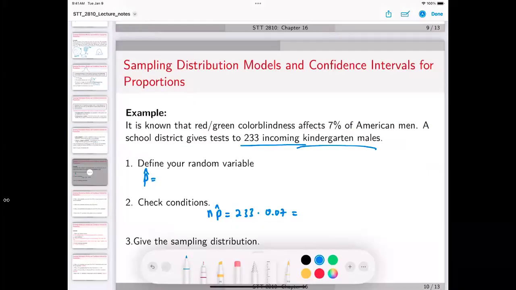What is 233 times 0.07? That is what? 16.31. Is that okay? That is more than 10. Okay. Now we check nq hat.